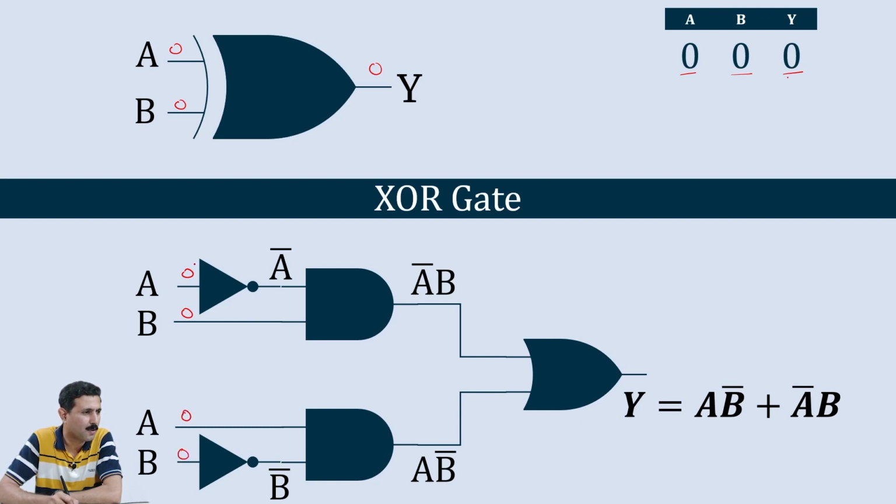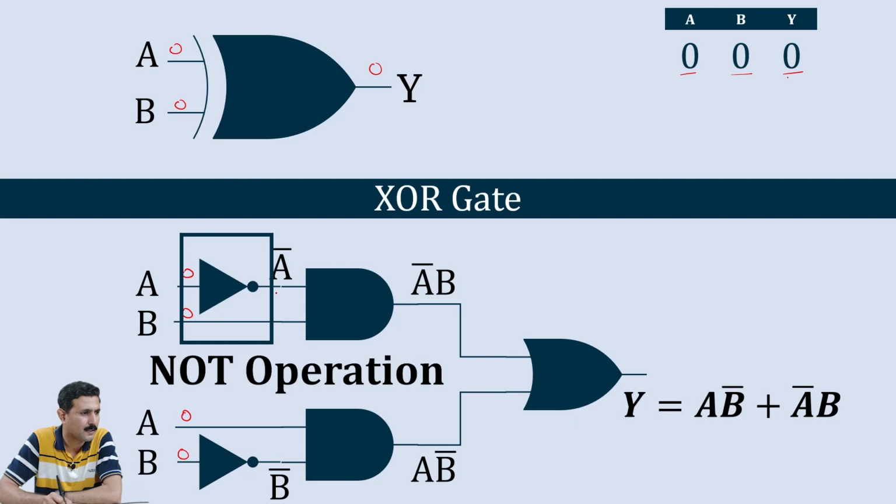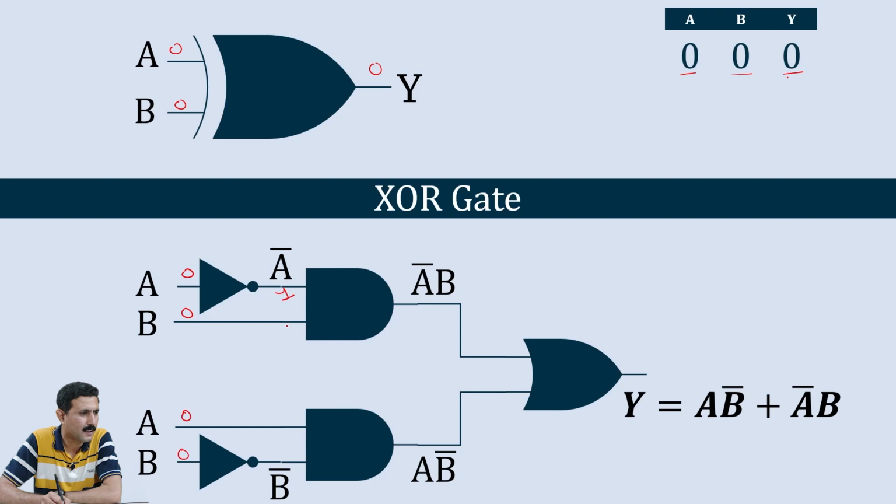When A is 0, the NOT gate output is 1. This B we are using directly, so it is 0. When we do the AND operation of these inputs, the output would be 0. Now here we are inverting this input through this NOT gate, so B bar would be 1. When we do the AND operation of these two inputs, we'll get the output as 0.